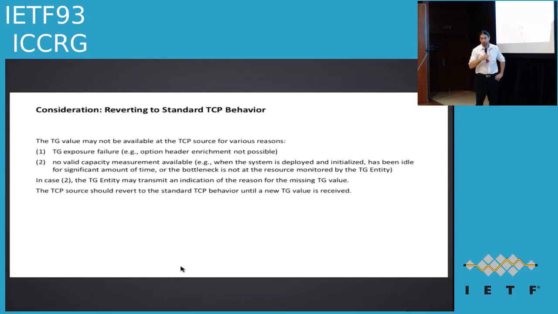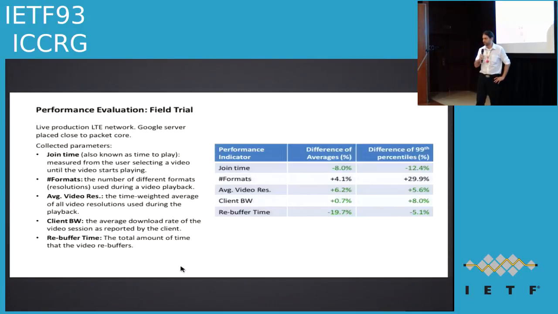So we implemented this, and Google has implemented their part on the YouTube server side. And this is out there in a test network. Various quality of experience or application layer indicators were collected, like the time between you press the play button and the time it takes to start the video rolling. This is the join time, which is reduced by having this mechanism.